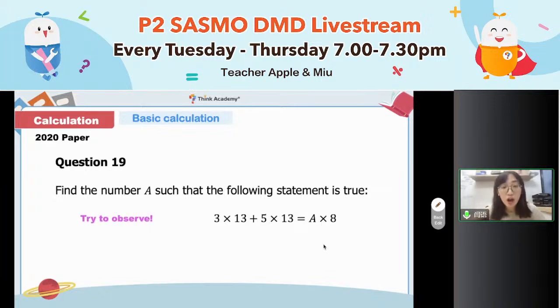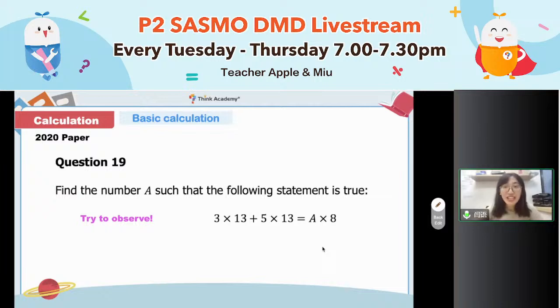For some students, they always tell me, okay, Teacher Apple, I think it is a bit hard because 3 times 13, I can only calculate 13 plus 13 plus 13. And then 5 times 13, again, I need to turn that into addition. 13 plus 13 plus 13 plus 13 plus 13. Wow, the answer is super big. I don't know how to do that. But do you have any easier way? Okay, think about it.